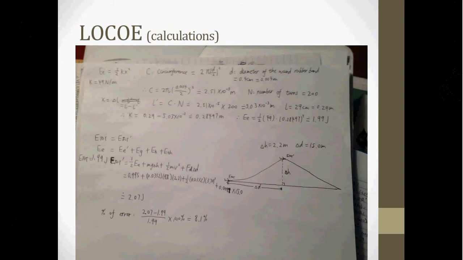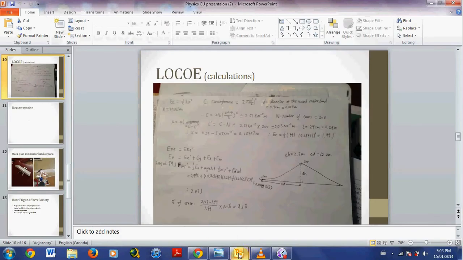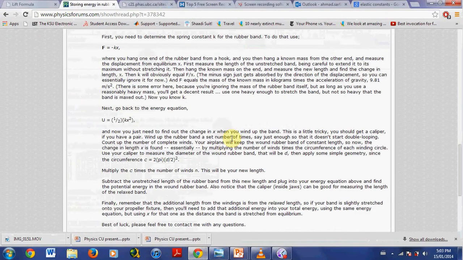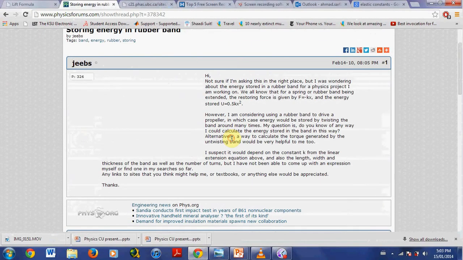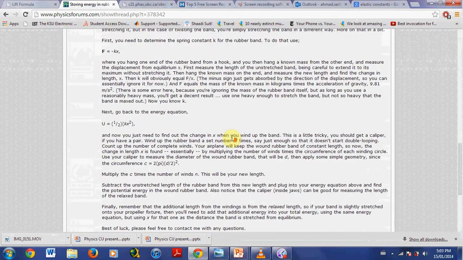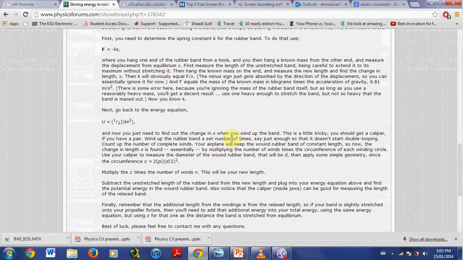So when we calculated this, we found it kind of tricky to find how we would calculate the potential energy in a twisted rubber band. So we used Google to try and help us find it, and we came across this forum over here, and basically someone asked the exact same question which we were looking for, and a reply gave a pretty creative way of finding it, and it worked for us.